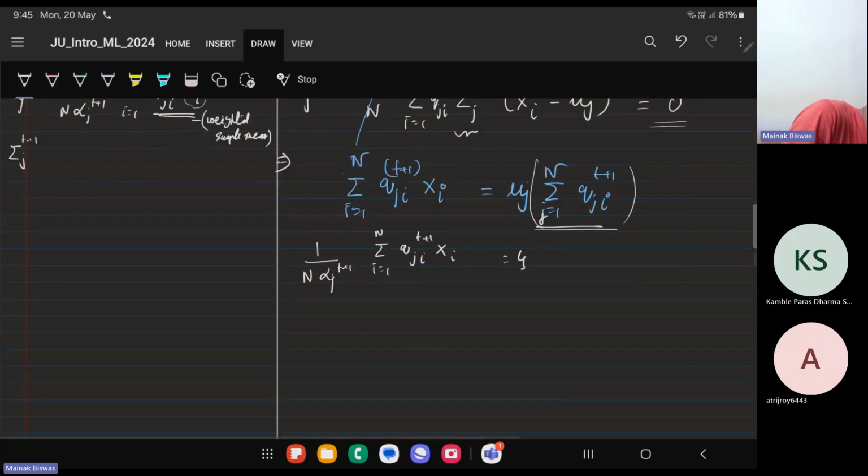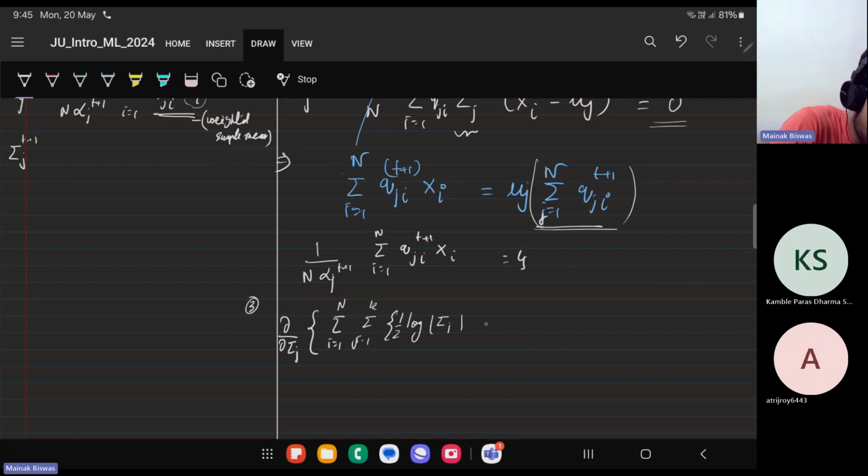Now let us find the final one. d/dΣj of the third term. Let's not put n here. Sum over j equal to 1 to k, and I'm just keeping the half log determinant of Σj, plus, both are minus, so I'm keeping only plus. This is equal to 0.